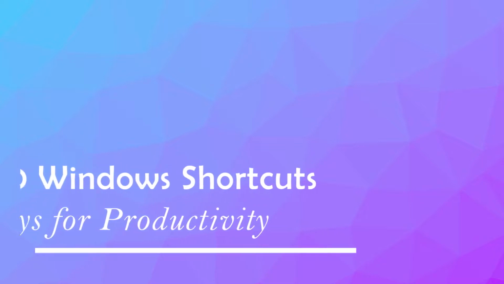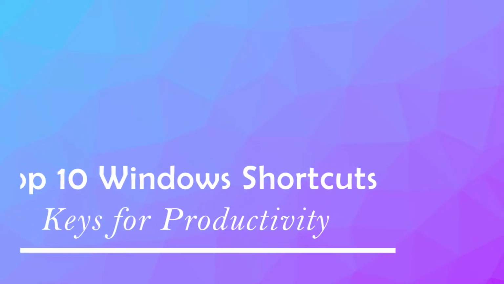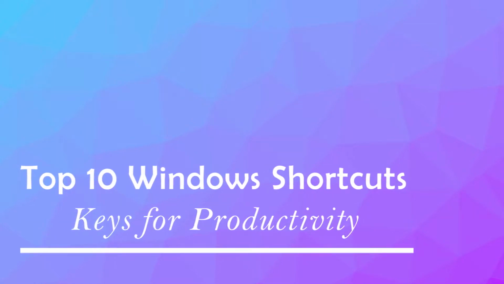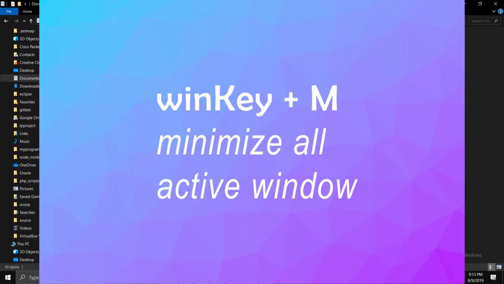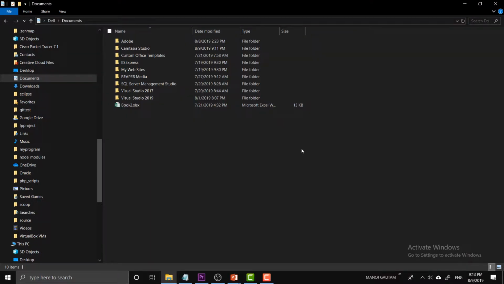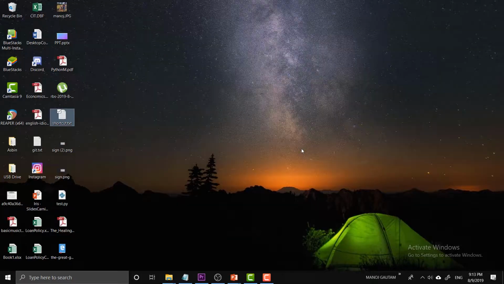The 10 basic, very useful Windows 10 operating system shortcuts to enhance productivity. Let's get started. Number one is the Windows plus M key. Windows plus M is used to minimize all the windows that are currently open and just return to the desktop. For instance, if I press Windows key and M, you can see I'm returning to the desktop.